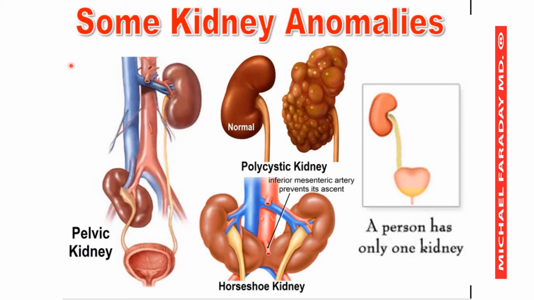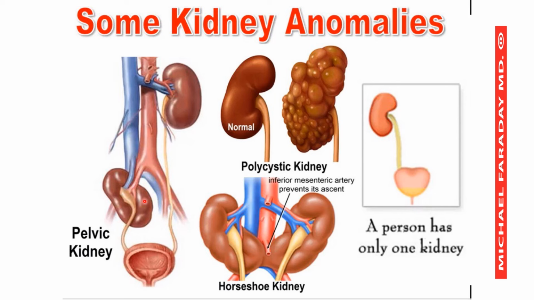So let's look at some kidney anomalies. This is the pelvic kidney. In development, the kidney is supposed to ascend, because we said the kidney is a retroperitoneal organ supposed to ascend to the abdomen. But when, due to some reasons, it does not ascend, it's called a pelvic kidney.